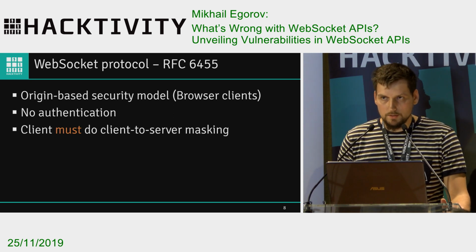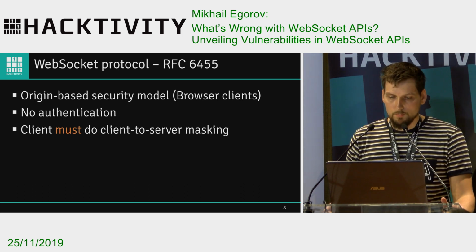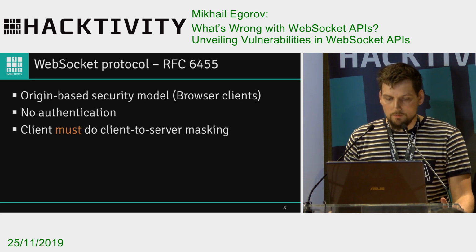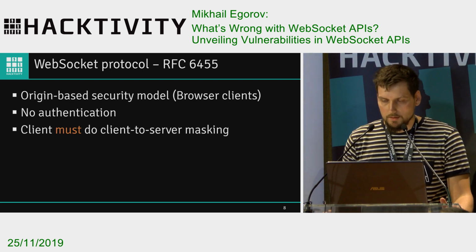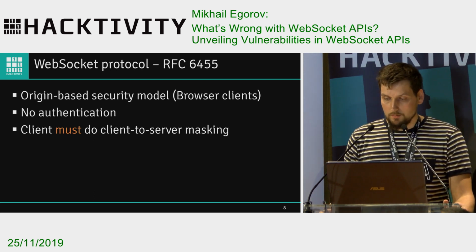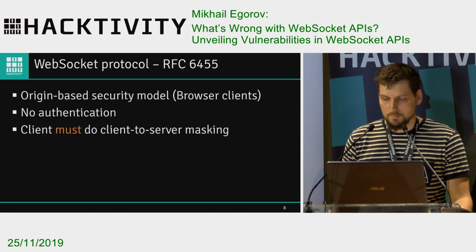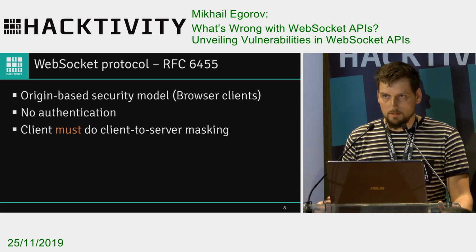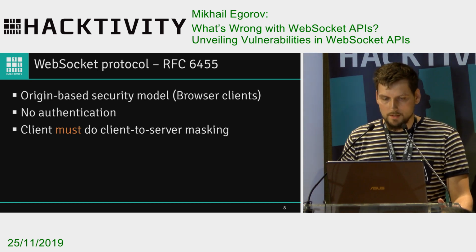A WebSocket connection could be initiated from a browser. Major browsers currently support the protocol. Same-origin policy mechanism is not applicable to a WebSocket connection established from a browser. For such cases, an origin-based security model is used. Also, the protocol does not offer any authentication mechanisms. Developers should implement authentication on their own. And one more often forgotten and overlooked thing, the client must do masking of data in protocol frames. Masking is necessary for protecting against cache poisoning and smuggling attacks. We will return to these things later when discussing vulnerabilities and attacks.